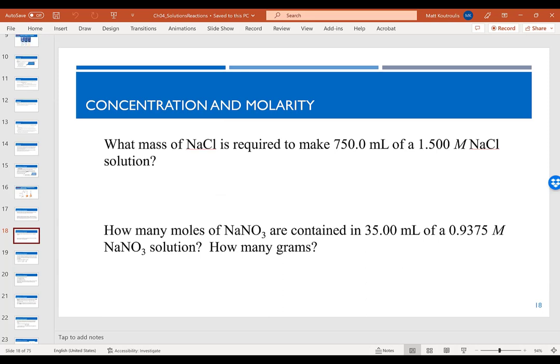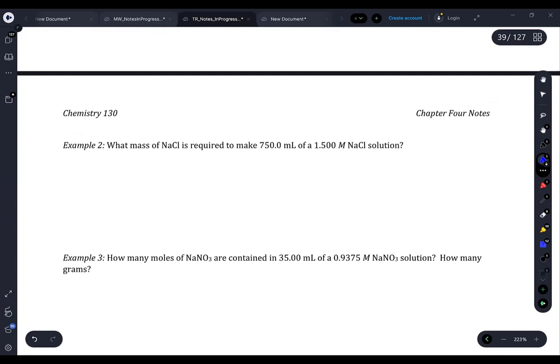So let's say I wanted to make 750 mLs of a 1.500 molar sodium chloride solution. What mass of sodium chloride is needed? It's a critically important type of question. Again, you would never begin with molarity because it's an intensive property. It's one of those ratios. So what does this say again? There are 1.500 moles of sodium chloride for every 1 liter, but I'm not giving you a liter, I'm giving you 750 milliliters. Good.